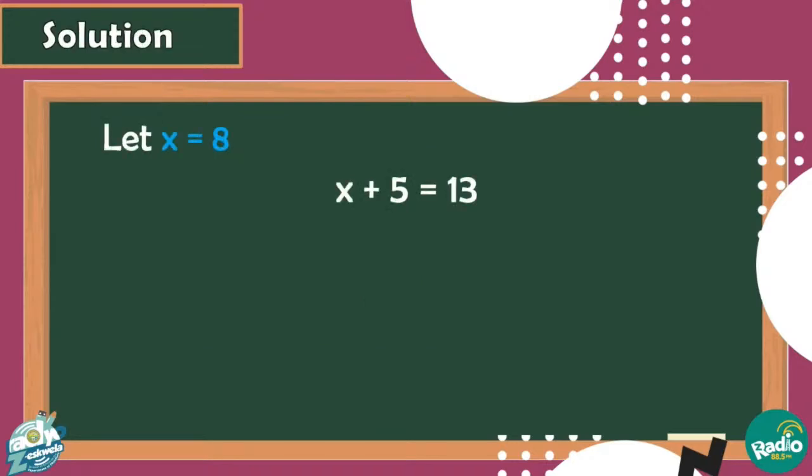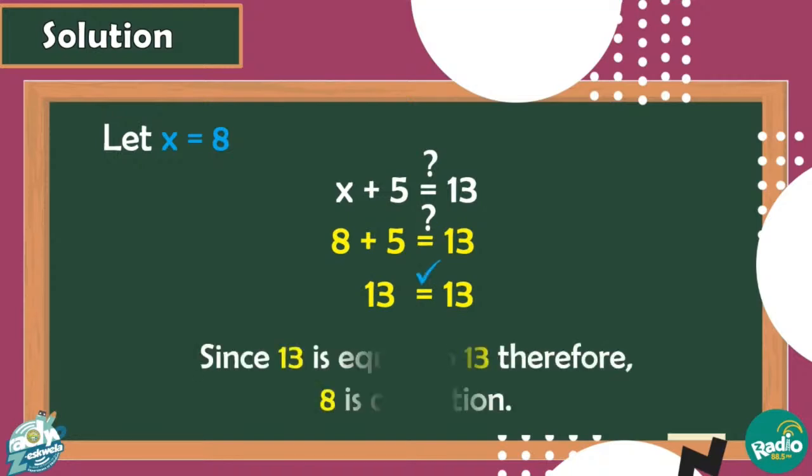How about x is equal to 8? Let's substitute the value of x, which is 8, to our given equation. That is 8 plus 5 is equal to 13. Simplifying, 13 is equal to 13. Since 13 is equal to 13, therefore 8 is a solution.